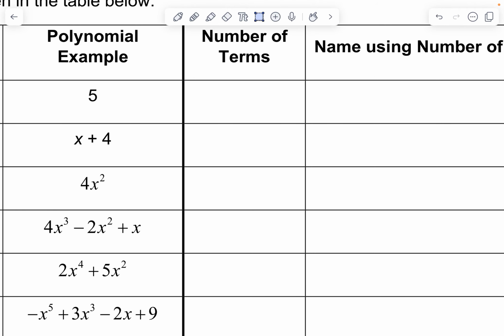So here to start, this first one right here is just a 5. Well, there's no plus or minus sign, so that's just one single term. And we already looked at what that is called. It was our first vocab word, a monomial.